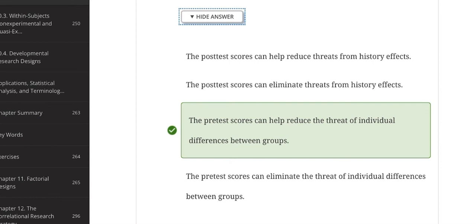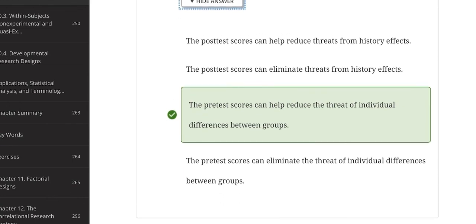So remember that the history effects here, that isn't a concern of the other non-equivalent groups, because again, those are like the between subjects designs. And also, post-test scores aren't really reducing or eliminating history effects anyway. That would be the pre-test that would help demonstrate or help us with that. So that doesn't even make any sense.